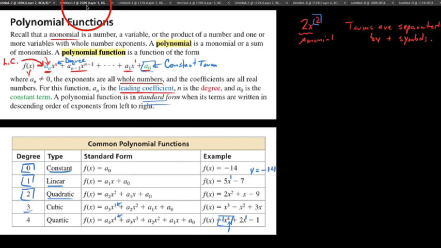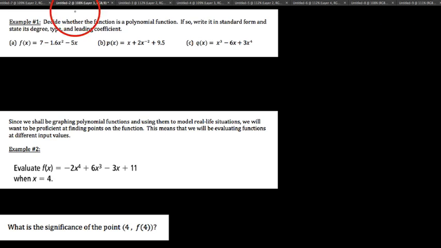So now, looking at polynomial functions and having defined them, what I want to do here is decide whether the function is a polynomial function, and if it is, we're going to write it in standard form, identify its degree, type, and leading coefficient, which are all pretty easy things to identify. So this first function here, I recognize is a polynomial function. And the reason why I know this is because all of the exponents are whole numbers. Look at this. They're all whole numbers, and all of the coefficients here are real numbers.